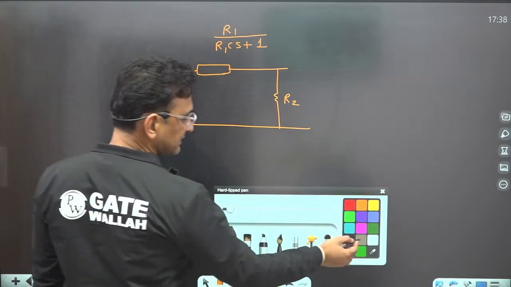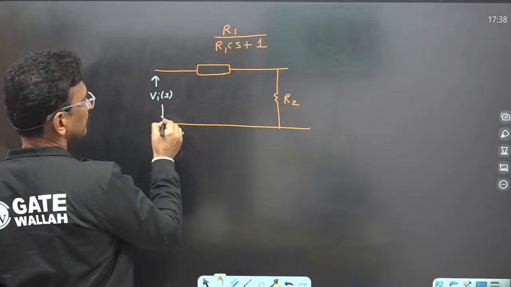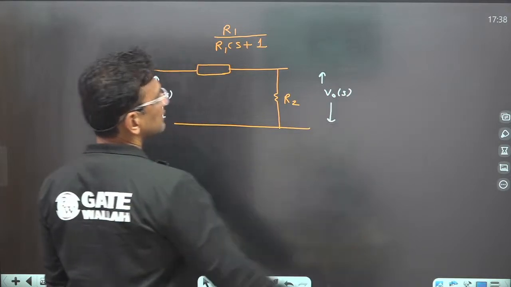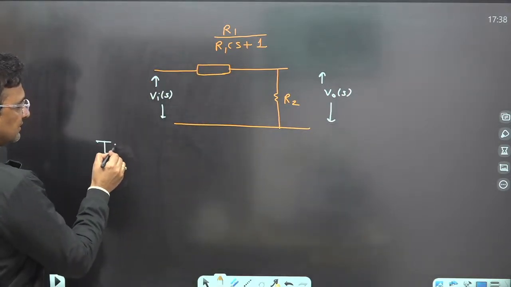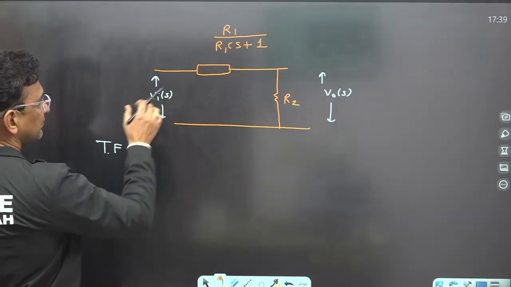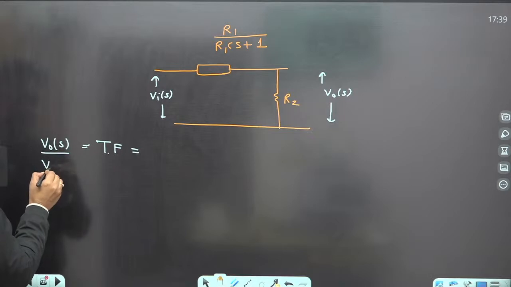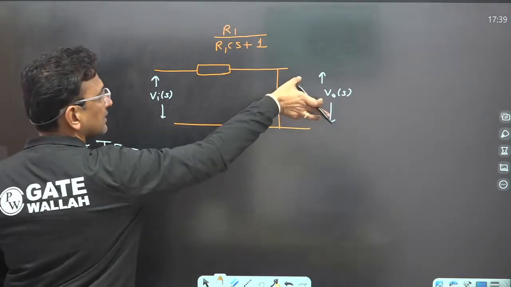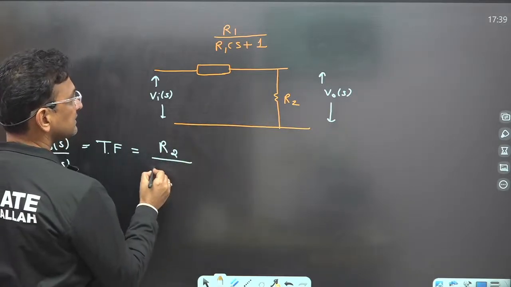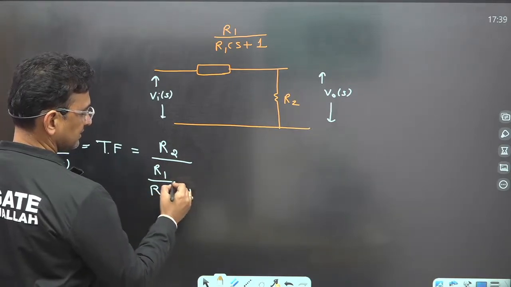Now find out the transfer function. If this is the input voltage Vi(S) in S domain and the output voltage is the voltage across R2, what is the transfer function? Just use the voltage division rule. Vo(S) upon Vi(S). The impedance of R2 is R2, over the sum of total impedance. So it is R1 upon R1 CS plus 1, plus R2.